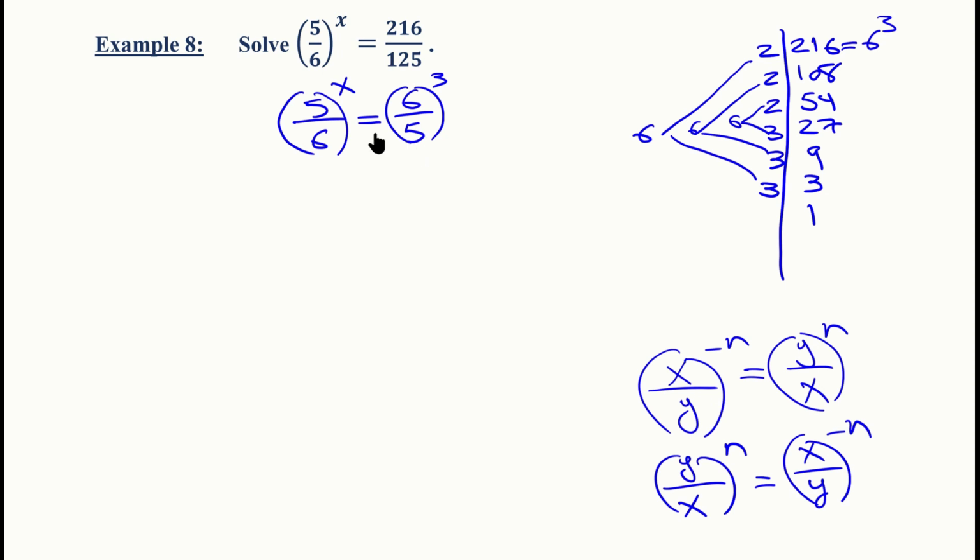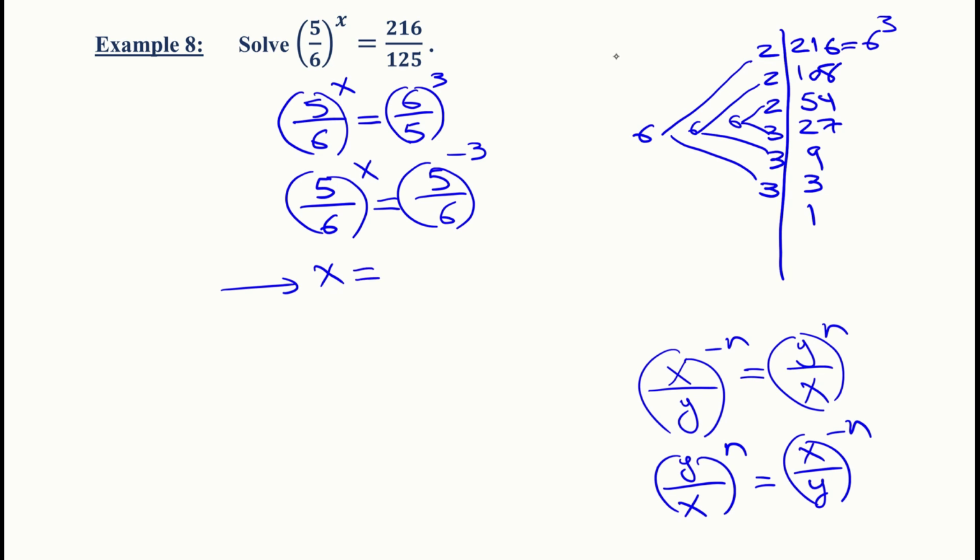Now, I can do it to the left side or the right side, but usually I like to leave the x alone. Don't turn it into a negative x, so we'll do it to this side. So we go 5/6 to the power of x equals 5/6 to the power of -3. Now we have the exact same base on both sides, so we can say therefore x equals -3.